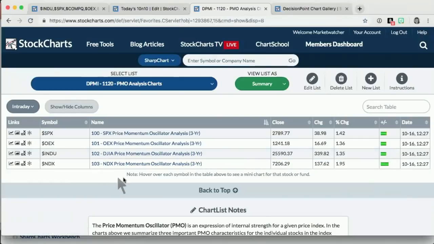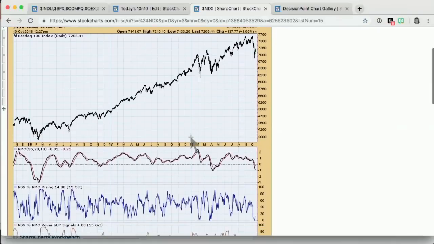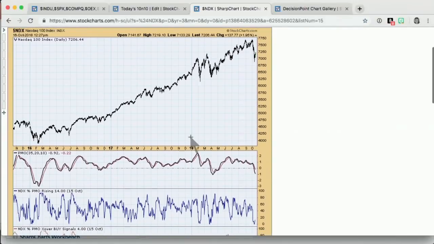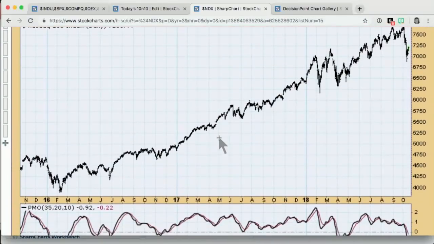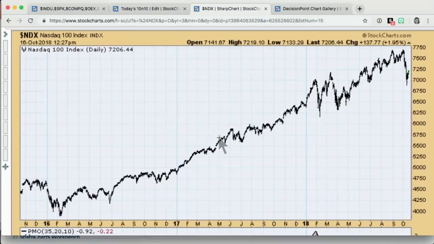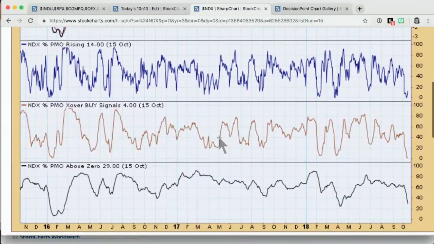And for the PMO analysis charts, we do have the 4 scoreboard indexes here. So I'm going to pull up the Nasdaq. I think I'm going to concentrate on the Nasdaq 100 as we go through these. And forgive me, these charts are formatted the way you get them when you go into that chart pack. So I'll just make them a little bigger here for you. So we're looking at the Nasdaq, and these are the PMO indicators that we look at for the analysis.